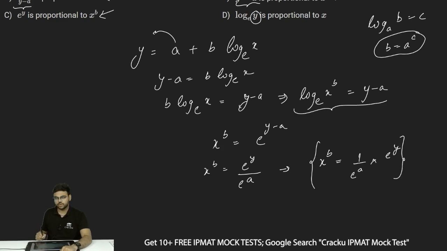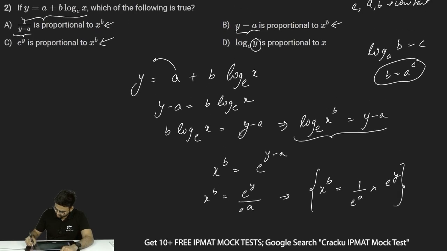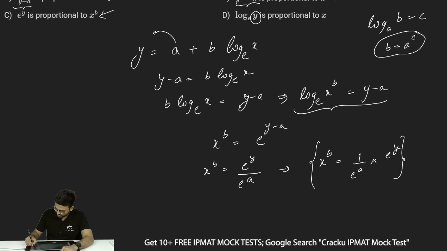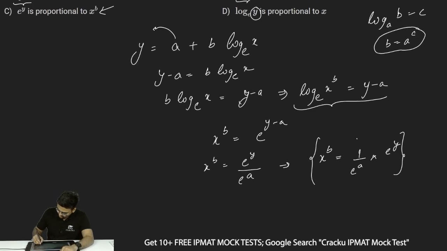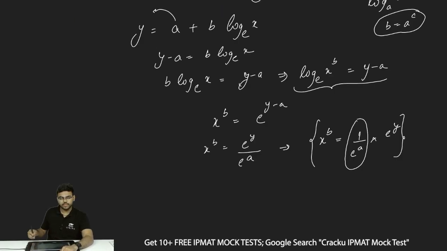Now this is our final equation. Now what we assumed was a and b are constant values, so e to the power a will remain a constant value, or even if we don't consider this as constant, what will happen?